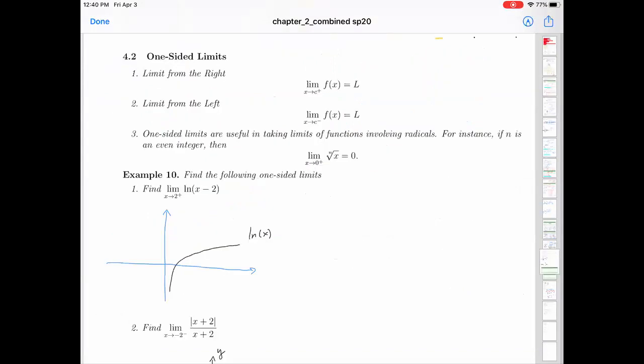All right, next we're going to discuss the one-sided limit.